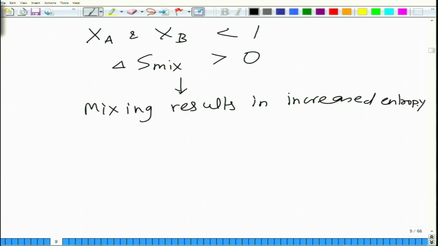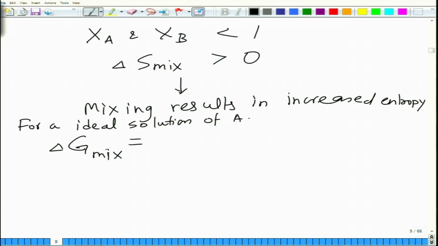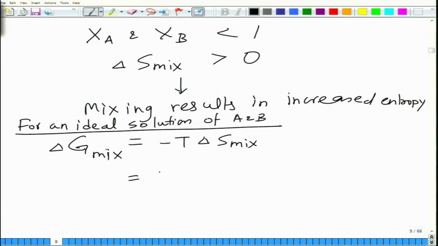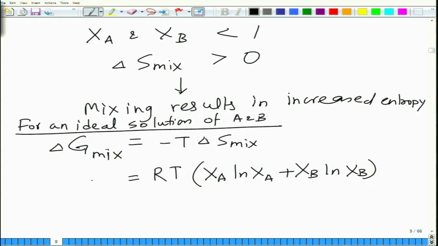Okay. So, we can write now the expression for delta G mixing, not for a regular solution, I am sorry, for an ideal solution of A and B. For an ideal solution of A and B, delta G mixing is equal to minus T delta S mixing, which is equal to RT (Xa ln Xa plus Xb ln Xb). This is delta G mixing.